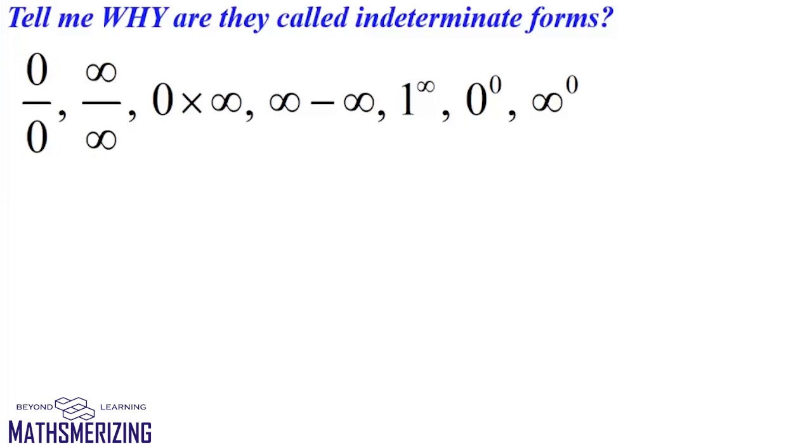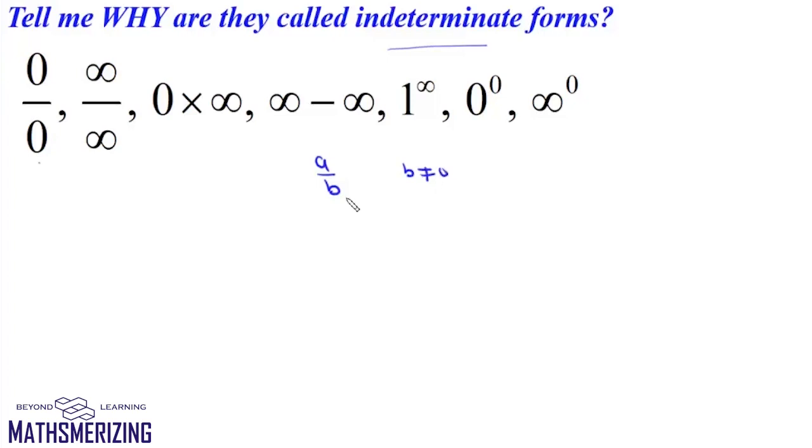In this video, we'll be discussing why these 7 standard forms and limits are called indeterminate forms. We'll begin with 0 upon 0. Now in algebra, we know that division by 0 is not defined. So we can say A upon B will be defined if and only if B is unequal to 0.